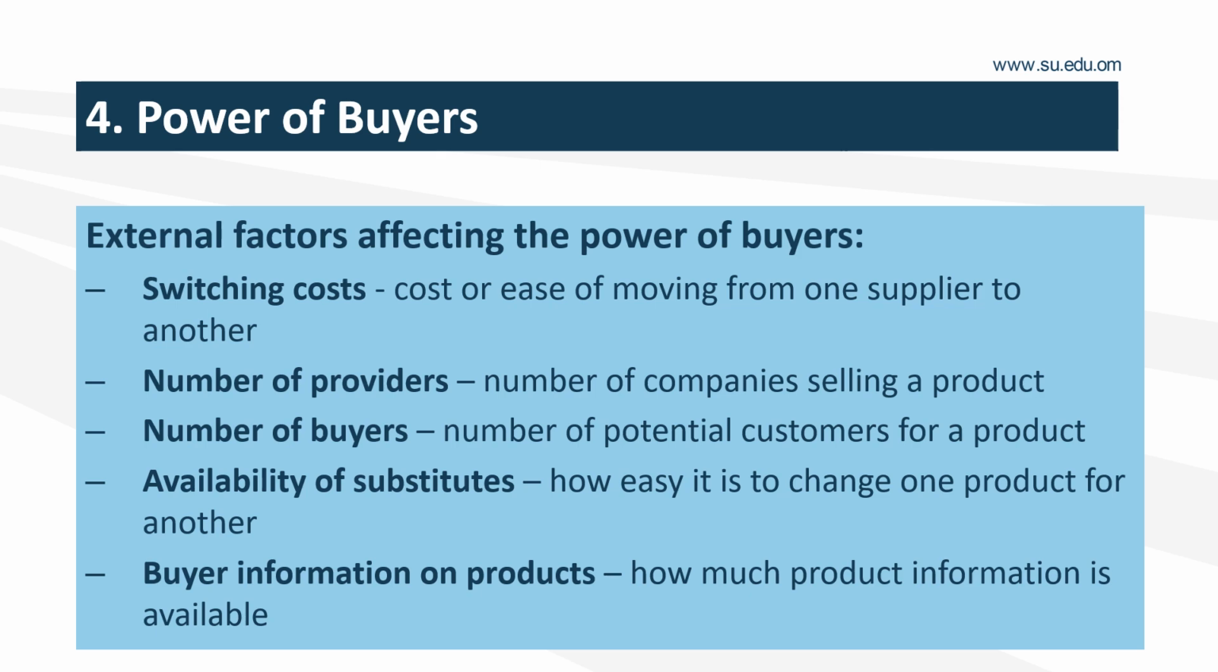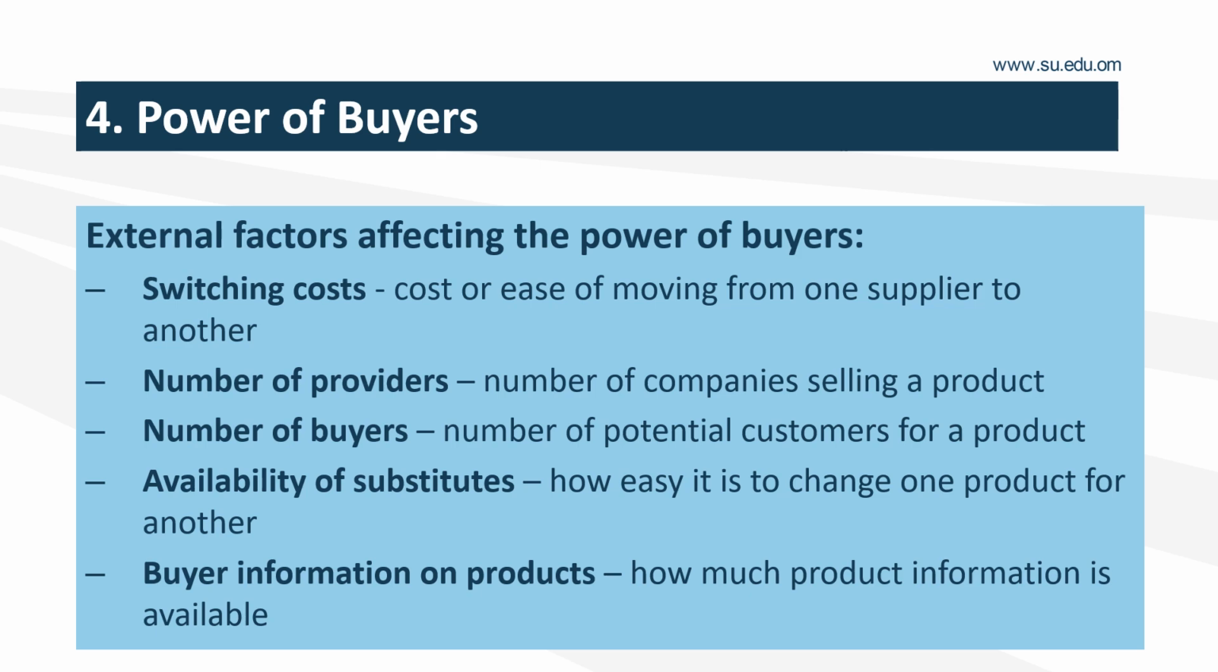And then we have the number of providers, which refers to the number of companies selling a product. The number of buyers refers to the number of potential customers for a product. Availability of substitutes is how easy it is to change from one product to another. Because one product has many brands, it's easy for the customer to change the brand of the product they buy now, and in future they may change to another product.